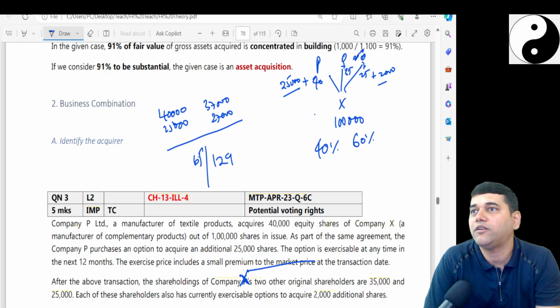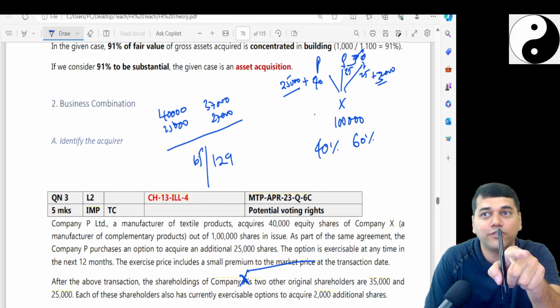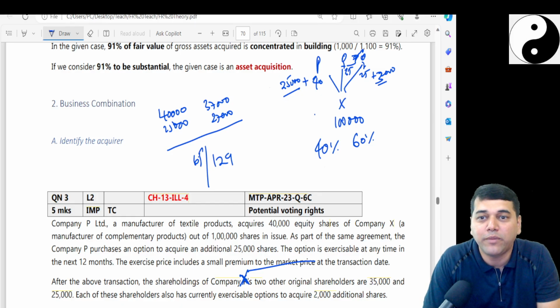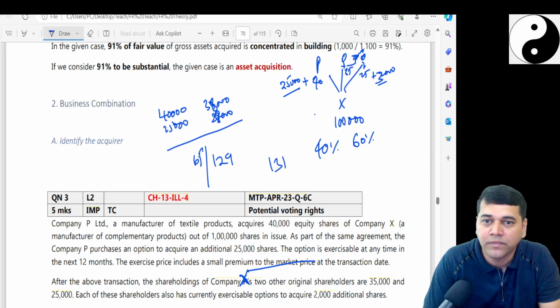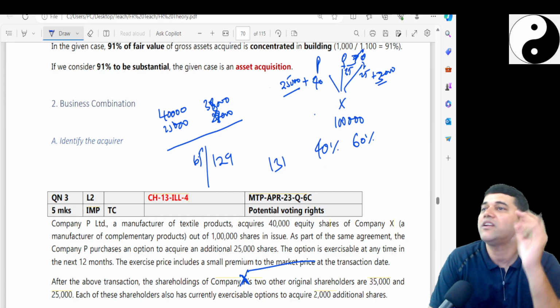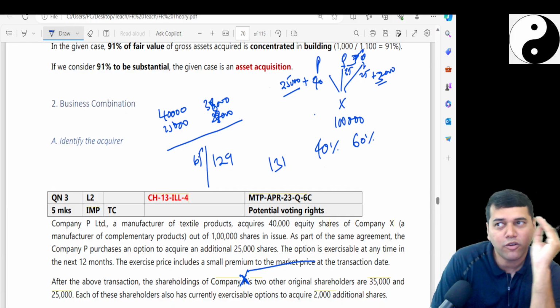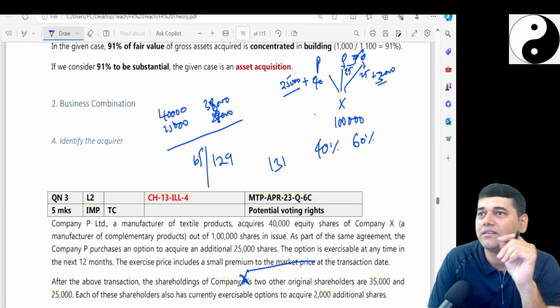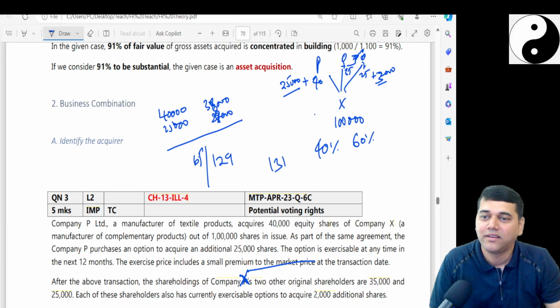50 point something, done, I'm majority. So if it was 3,000, 3,000, instead of 2,000, 2,000, they would have taken 3,000, 3,000. It would have become 38, 28. 38 plus 28 plus 65 would have become 131. And you are holding 65 out of 131. 49, gone. It's not control. Marginally, because of 50.26 something, you get control. Followed, no? Now it makes sense.